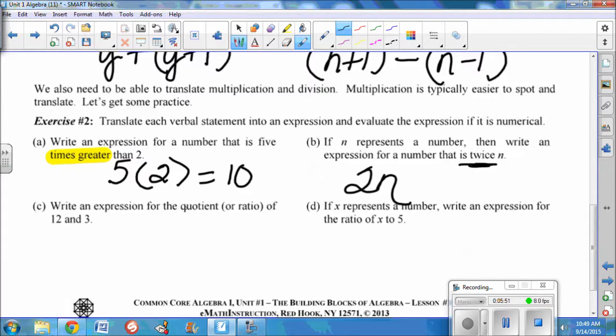Letter C, write an expression for the quotient. Love that word. Quotient or ratio of 12 and 3. So quotient means to divide, and then ratio is also indicating division. 12 divided by 3, which is 4.